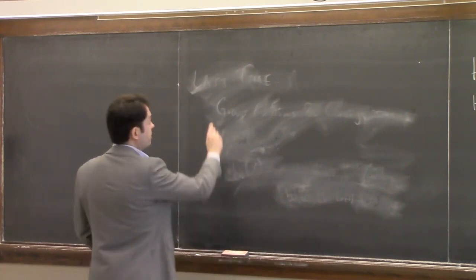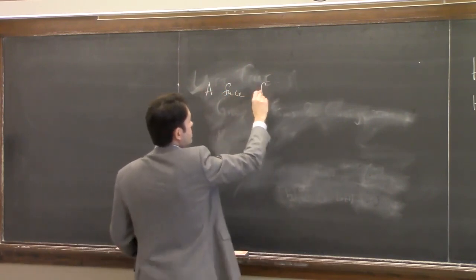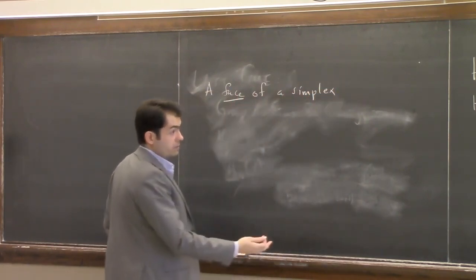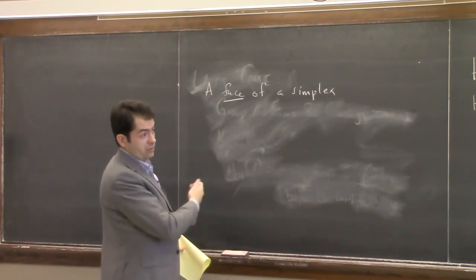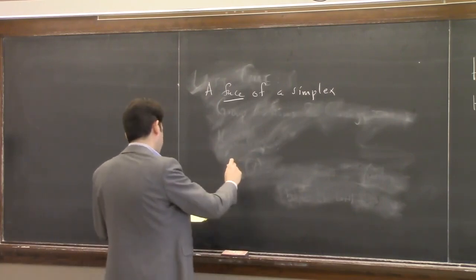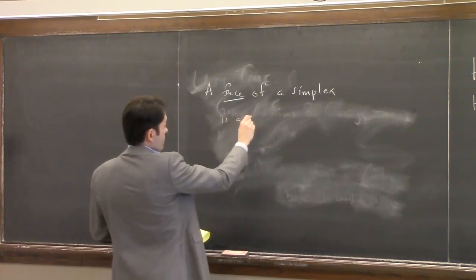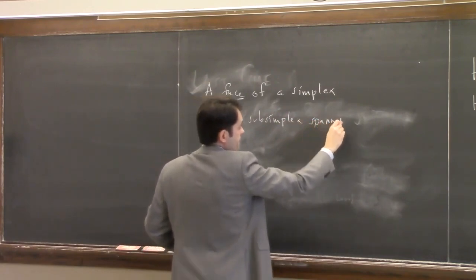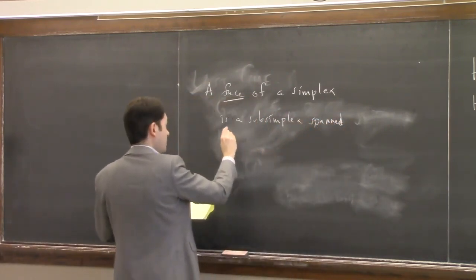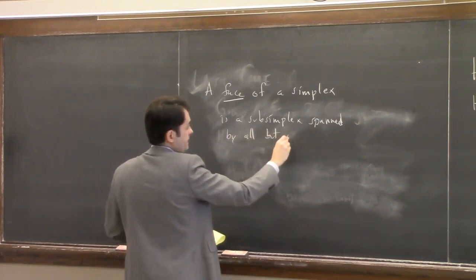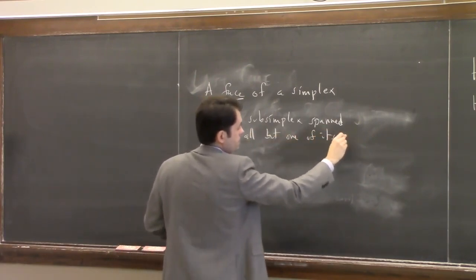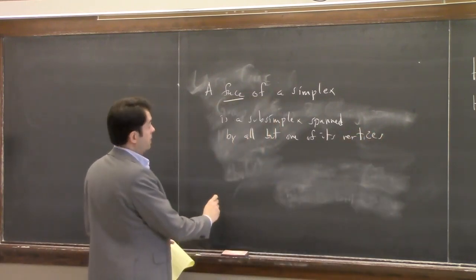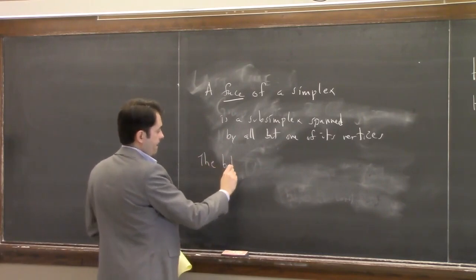Okay, so that's what a simplex is. A face of a simplex is what you get by removing one vertex and then taking the convex hull. All right, a face is a subsimplex spanned by all but one of its vertices.